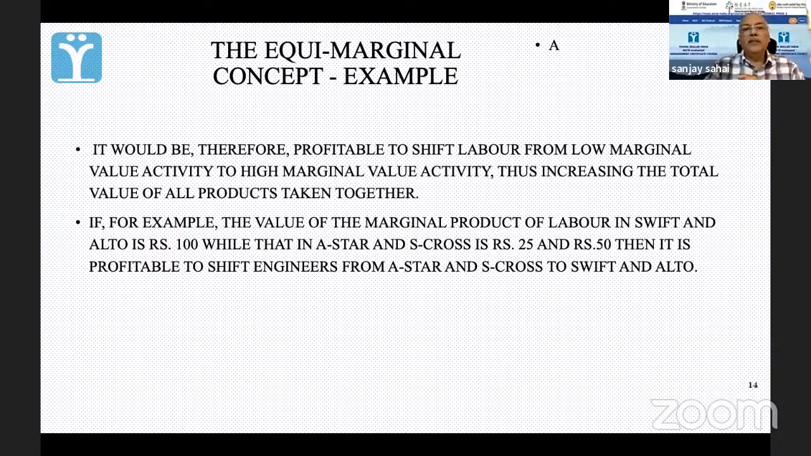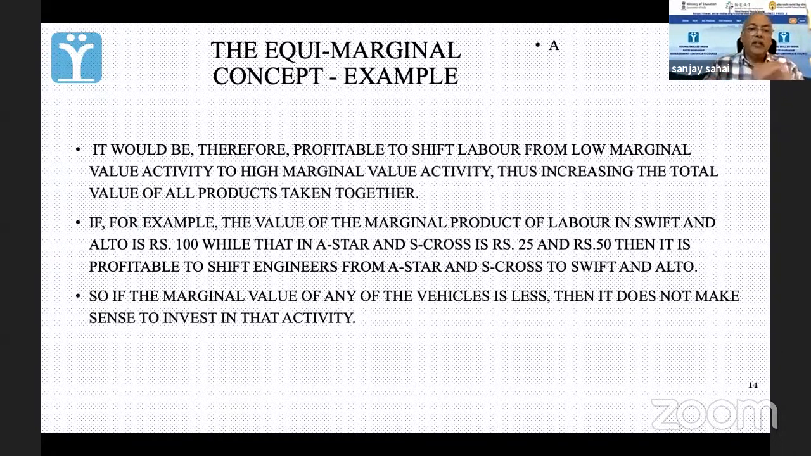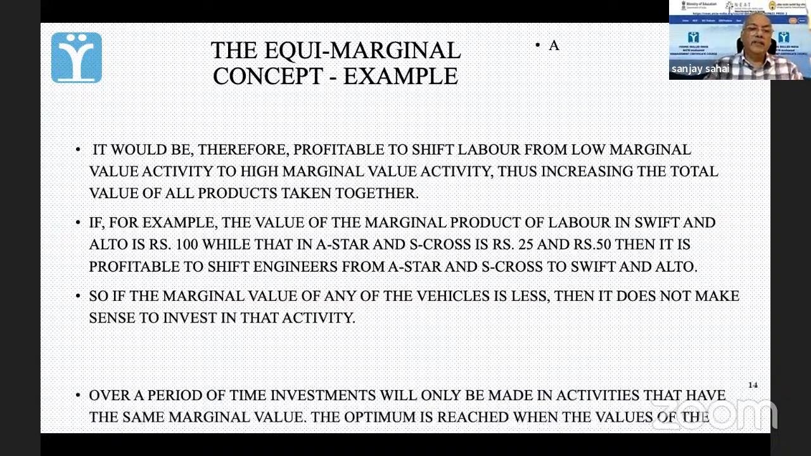So if, for example, the value of the marginal product of labor in Swift and Alto is rupees 100, while that in A star and S cross is rupees 25 and rupees 50, then it is profitable to shift engineers from A star and S cross to Swift and Alto, because that appears to be more effective. So if the marginal value of any of the vehicles is less, then it does not make sense to make additional investments in that activity. This is the basic logic here.